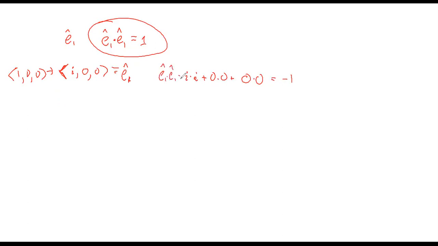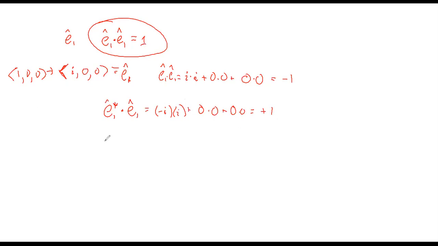So this is very unsavory for me. What happens if I define the inner product as E1 complex conjugate dotted with E1? All of a sudden I'm saved, because now what I have is the complex conjugate. I don't have an i, I have a -i. So this becomes -i times i, and then still 0 times 0 plus 0 times 0. And then that's +1.